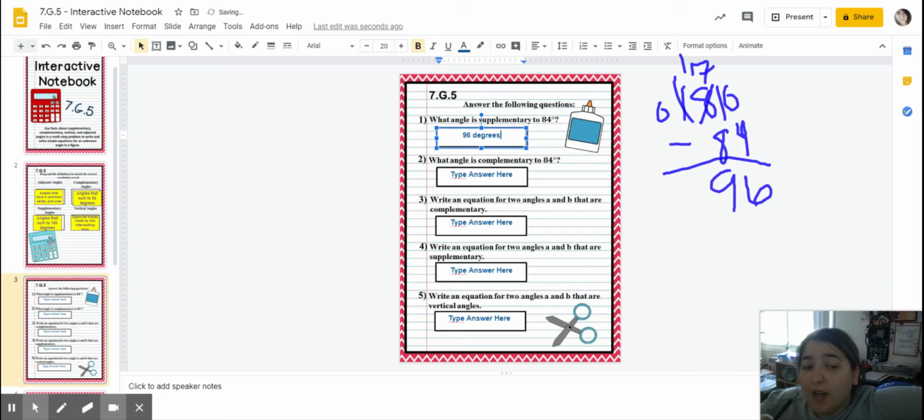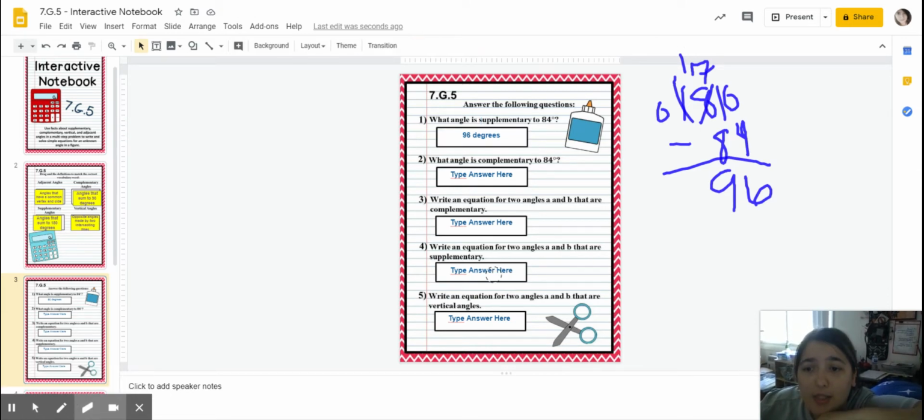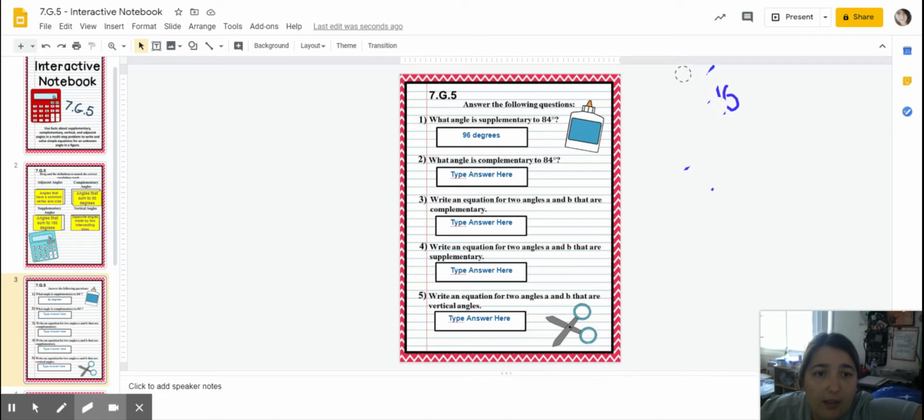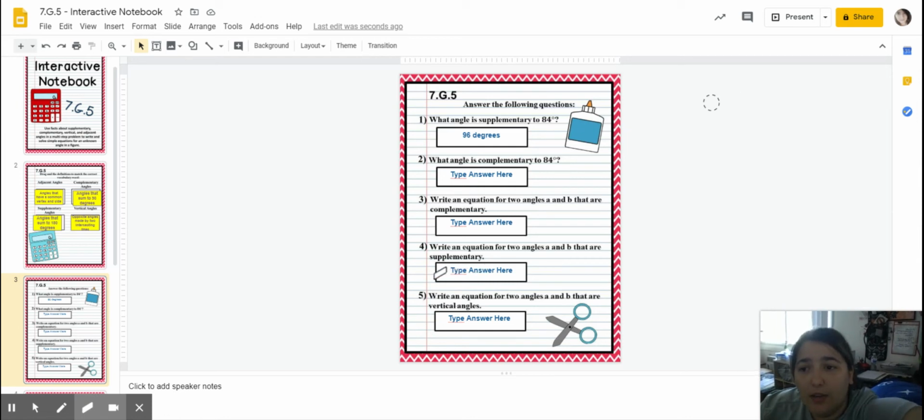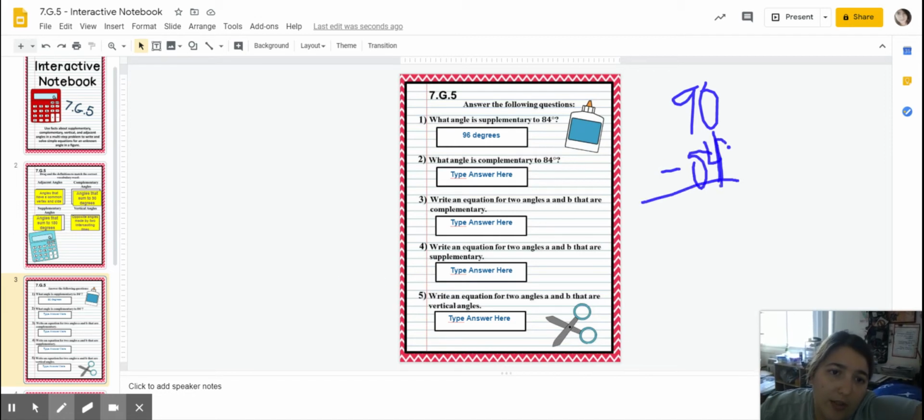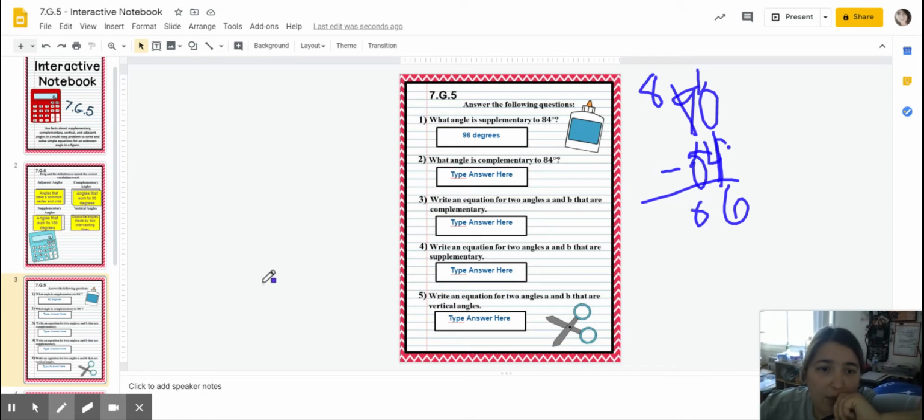Now, what is a complementary angle to 84 degrees? Going back, you can see it here in the corner, complementary is an angle that sums up to 90 degrees. So we'll move this over here, and we're going to do some quick subtraction. We have 90 degrees minus 84. So we're going to have to borrow. This becomes 8, this becomes 10. 10 minus 4 is 6. 8 minus 8 is 0. So our answer for number 2 is 6 degrees.